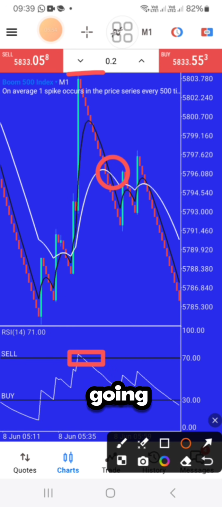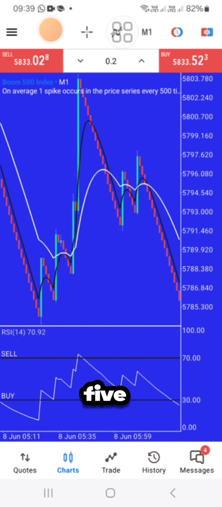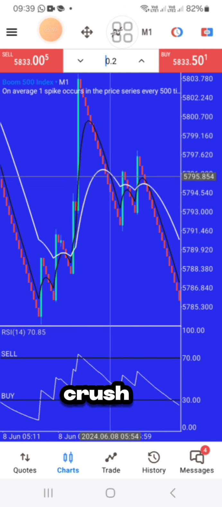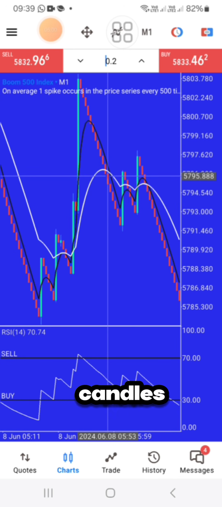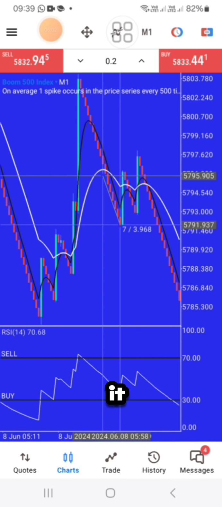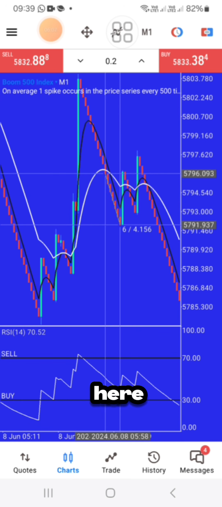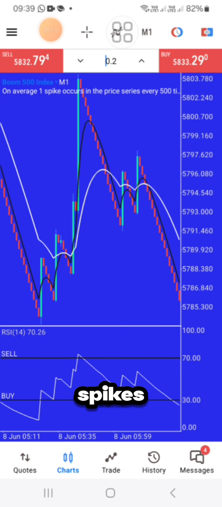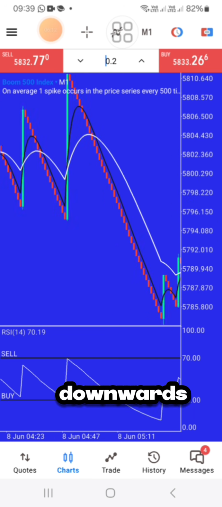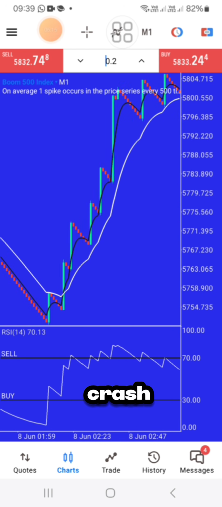And then we're only going to be taking only 5 candles in crash 500, only 5 candles, and then we exit. We see we had about 7 candles here, around here, 5 candles, then you exit. And you can see even if there were spikes, eventually price then dropped downwards. So let's look for another example in crash.